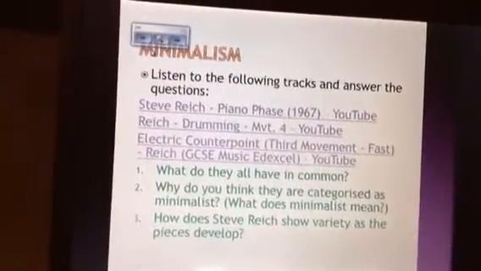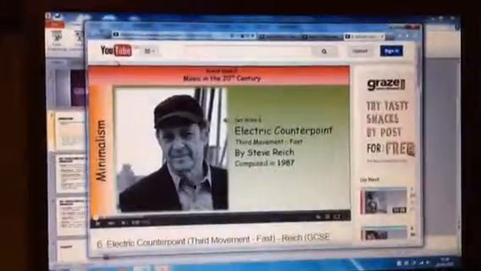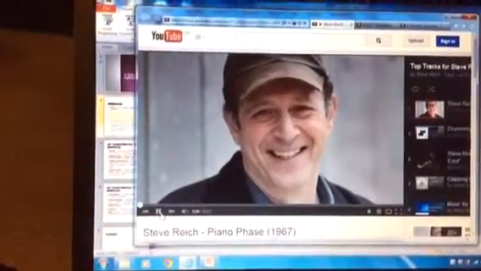Listen to the following tracks and answer the questions. What do they all have in common? Why do you think they're categorised as minimalist? And how does Steve Reich show variety as the pieces develop?